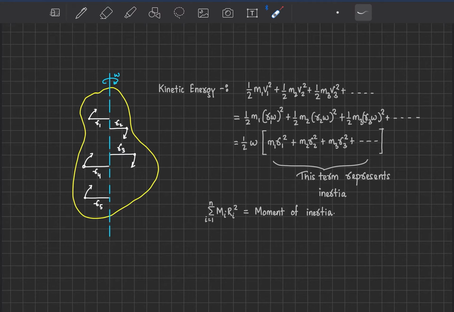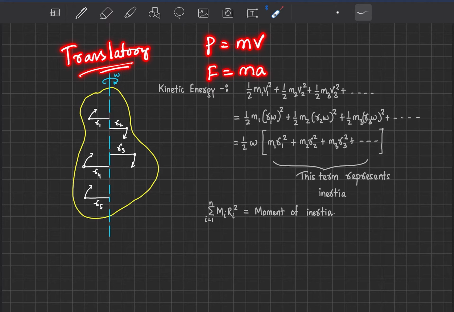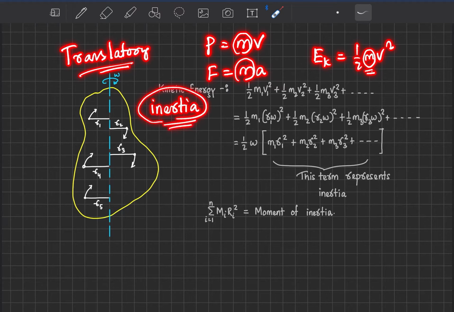We have known about translatory motion, right? So let us talk about translatory motion. In case of translatory motion, we define different parameters like momentum P equals mv, force F equals ma, and kinetic energy Ek equals half mv square. See here this m, what does this m represent? In case of translatory motion, this m is short for mass, right? This mass used to represent inertia.